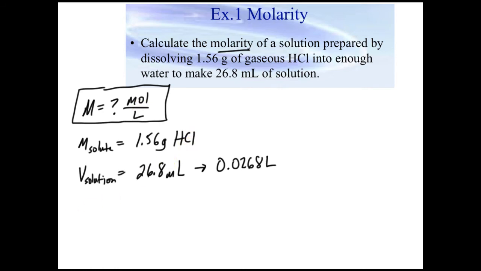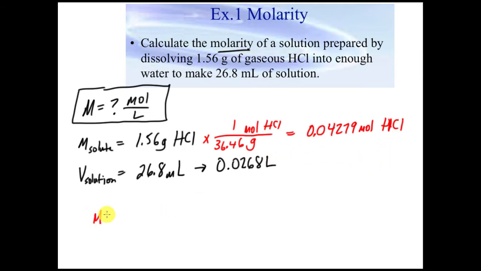So I'm going to convert my grams to my moles, which we've been doing pretty much all year long. 1 mole is 36.46 grams of HCl. When I do this calculation, I end up with a number of moles equal to 0.04279. I'm going to keep more significant figures than I need for HCl. And now I have moles and I have liters, so I'm going to find my molarity. I just take my moles over volume.